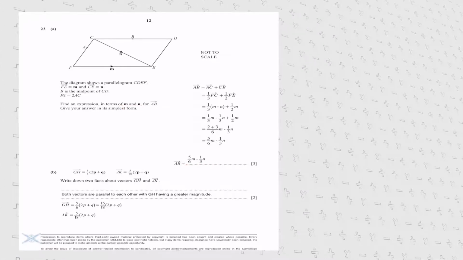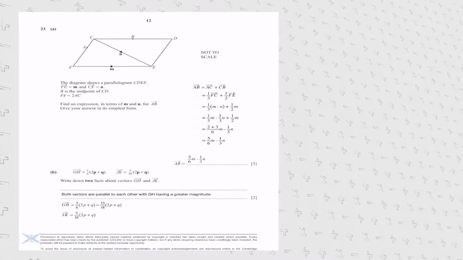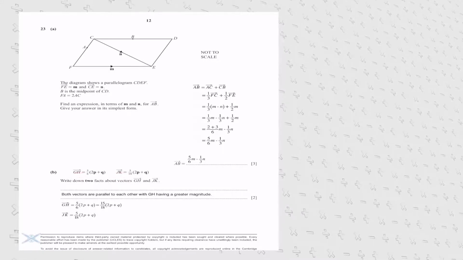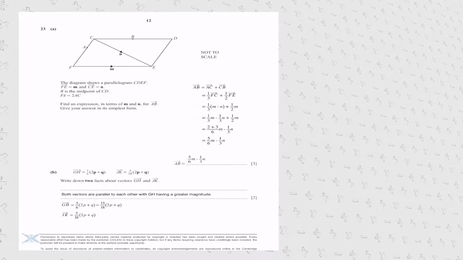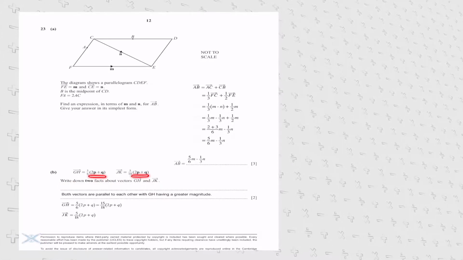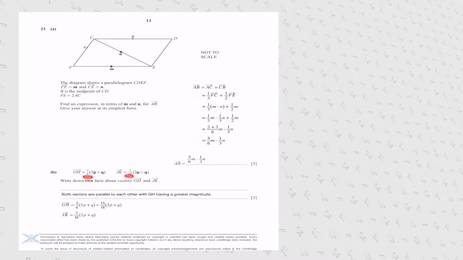We have now arrived at the final exercise of this exam paper, exercise 23b. Here we are presented with two vectors, namely vector GH and vector JK, and we are supposed to write down two facts about those vectors. Fact number 1 would be that both vectors are parallel to each other, since both move in the same direction, 2p plus q. The only difference would be the coefficient of those vectors.